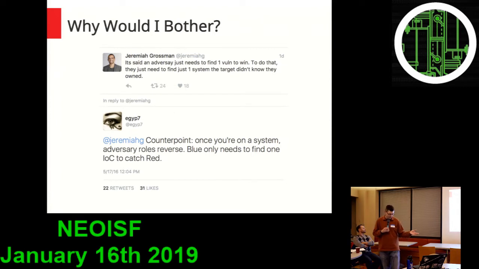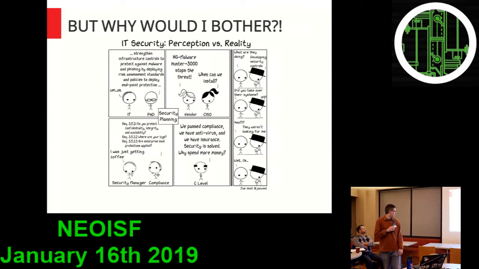But then Egypt replies accurately with a counterpoint. Once you're on a system, adversary roles reverse, blue team only needs to find one IOC to catch red. Which I think just screams deception in my mind. I mean, just give them as many IOCs as you can, or ways to trigger IOCs. All right, I'm gonna keep harping here. You can sort of read that.